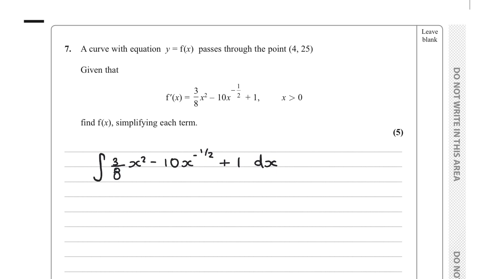So increase the power by 1, cubed, and then divide by the new power. So 3 over 8 divided by 3 is 1 over 8. Then increase the power by 1, is positive a half, divide by the new power. Negative 10 divided by positive a half is negative 20. And then increase the power by 1. And then our favourite thing that we have to write at the end, plus c.